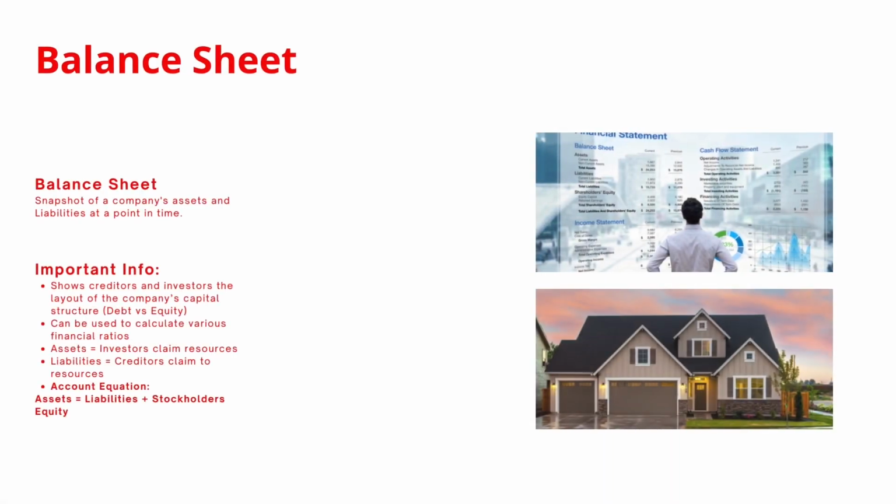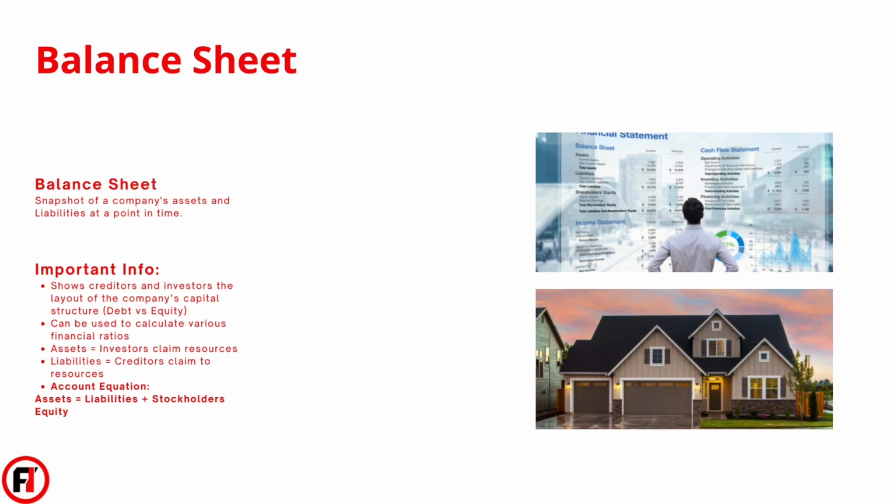All right, so the balance sheet is the first one, and like I said, we're going to go over a live example later, so I'm just going to go into very basic details. The balance sheet is an overall snapshot of the company's assets and liabilities at a point in time. A good example of our accounting equation, as an accounting major, you have to know that. It's assets equals liabilities plus stockholders' equity.